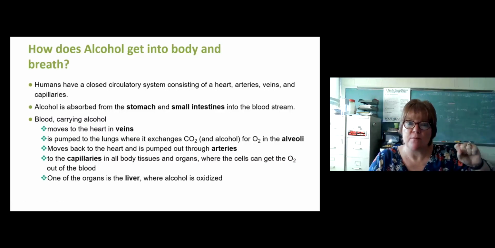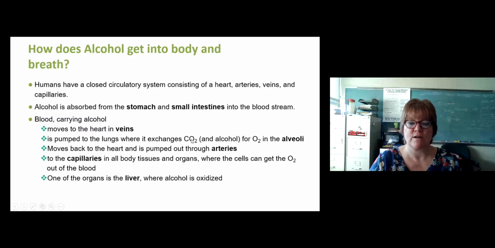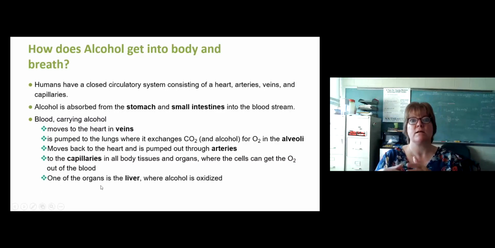The heart would pump, which helps push it out. It pumps it to the lungs, where it exchanges CO2 for oxygen. And it's also going to exchange a little bit of alcohol in that process. And then it moves back to the heart, gets pumped again, and goes out through the whole body. So in part of this process, it's getting pumped through the liver, right? The liver would be on that final run.